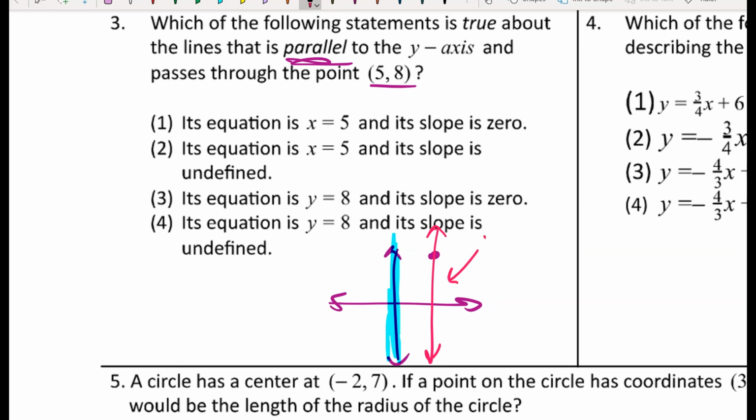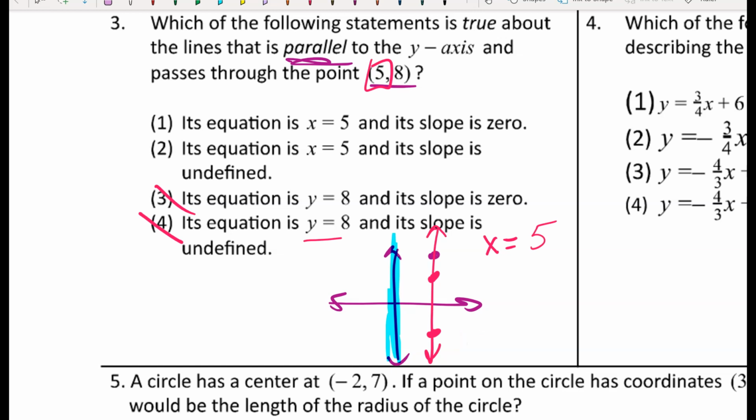Now that's a vertical line, and I know those always take the form x equals. So I could rule out those horizontal line equations, y equals 8. So I know that's the equation of x equals 5, because all of the x values on that line are 5. I haven't moved left or right at all. Whether I pick a point down there, or a point all the way up here, I know at least the x-coordinate is going to be 5.